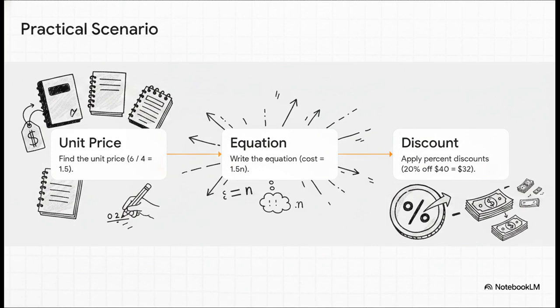From there, it's super easy to confidently apply this logic to things like percent discounts, like figuring out that a 20% discount on a $40 item saves you $8, dropping the sale price down to $32. It's just step-by-step logic building.